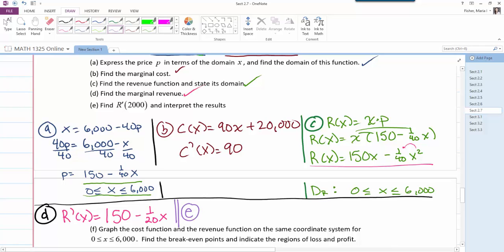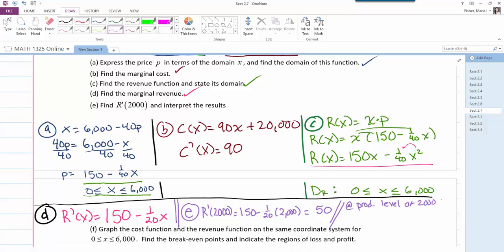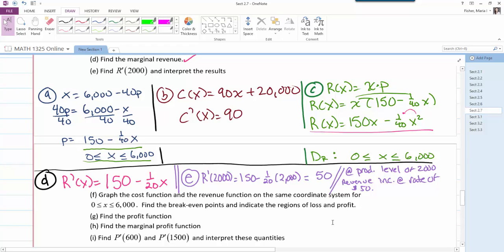Part E, find R'(2,000) and interpret your results. R'(2,000) just says to plug in 2,000 in place of the x in your marginal revenue function. If you do that on a calculator, you end up with 50. Let's interpret those results. What does that mean? That means that at a production level of 2,000 dog collars, revenue is increasing at a rate of $50. Part F.